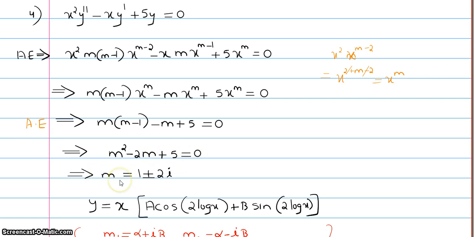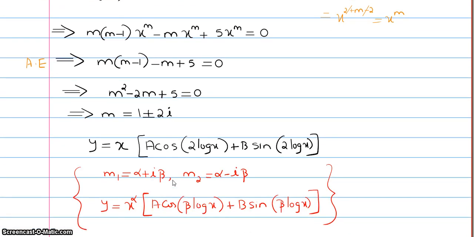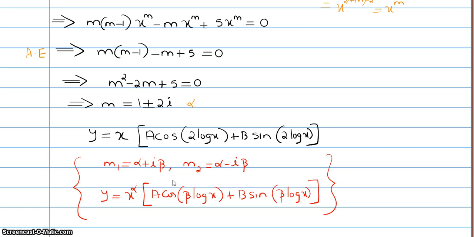So the roots are m equal to 1 plus or minus 2i. Here the roots are complex numbers. The value of alpha here is 1 and the value of beta, the imaginary part of the complex number, is 2. So if the two roots are complex numbers, this is the general format of the solution of the given differential equation. Just replace alpha by 1 and beta by 2, and we get the solution as: y equal to x into a cos 2 log x plus b sin 2 log x.